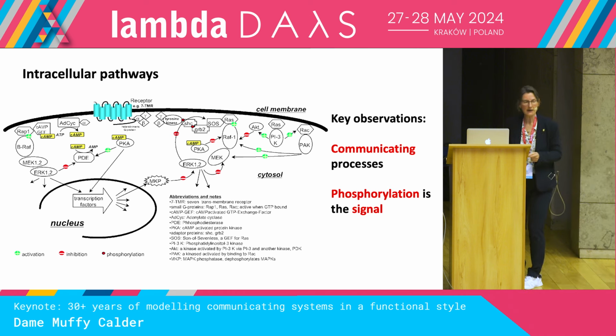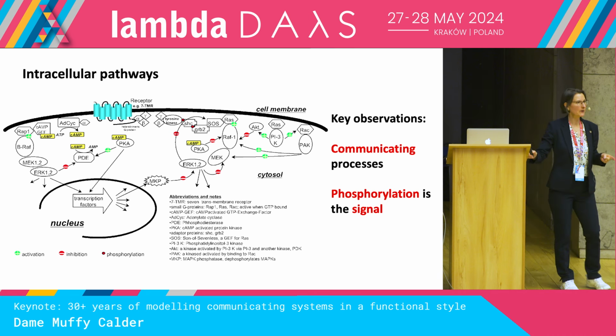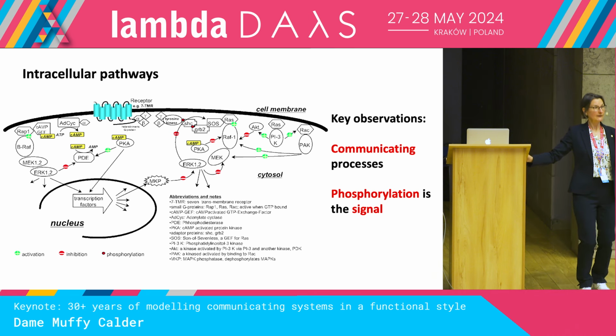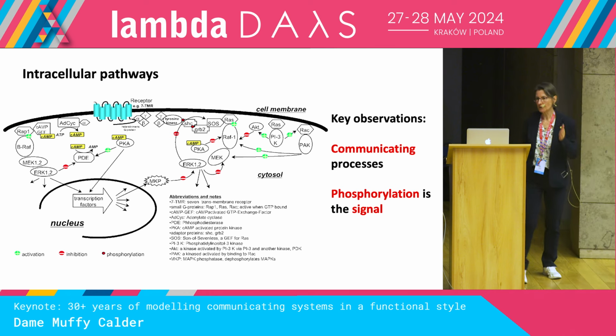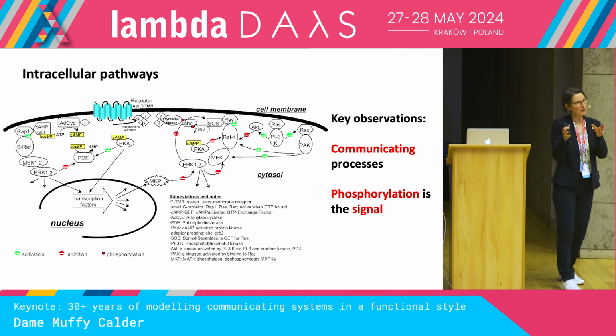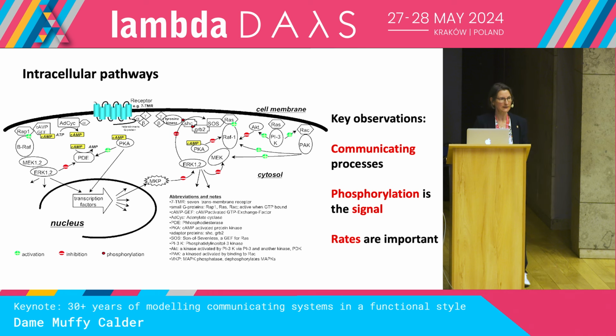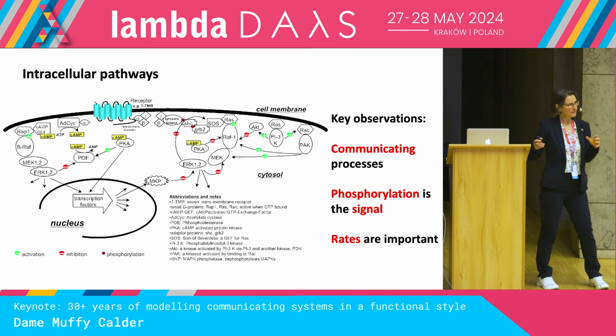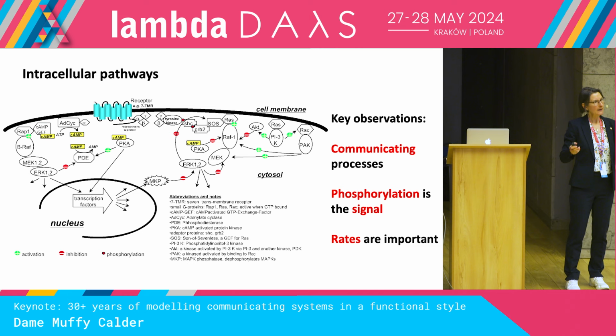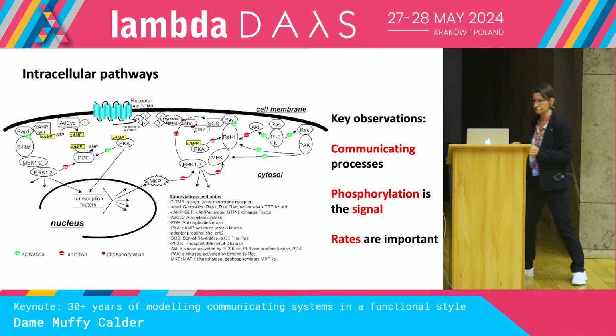And how are they communicating? It's through phosphorylation. Do you remember ATP and ADP? From school, adenosine triphosphate and diphosphate. I remember my teacher telling me ATP, the building block of life. Well, that's what is used for phosphorylation. So phosphorylation is the attachment of a phosphoryl group to a molecule. And in effect here, it's to switch it on, or switch it off when it's dephosphorylated. But what's quite important here, these are not only communicating processes, these are processes in which reactions occur, and the rates at which things happen are very important.